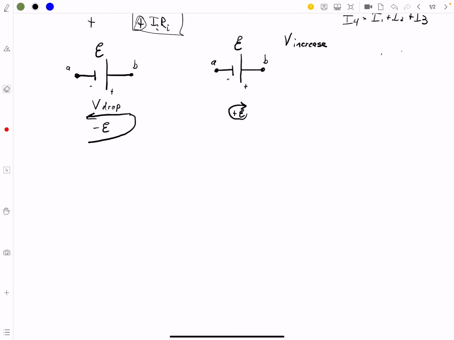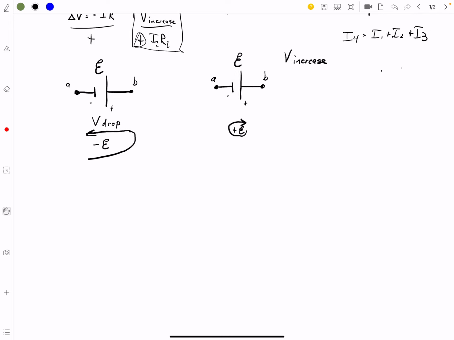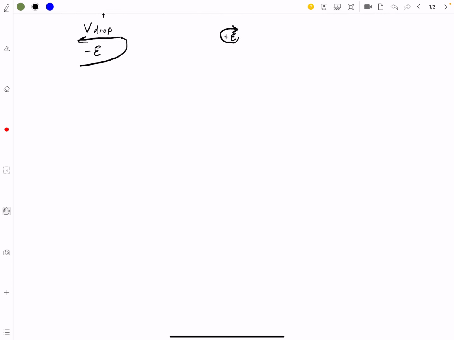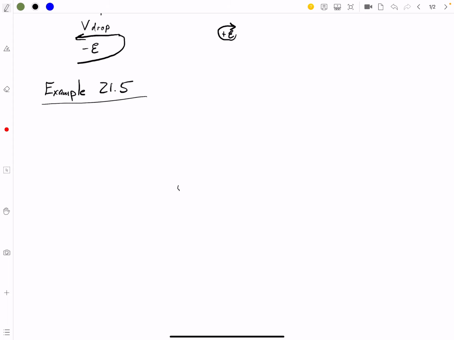Okay, I'd ask you guys how many questions you have at this point, and it would probably be a lot. And I'm sorry that I'm not there, but we're going to do an example. So, example 21.5 in the book. It's the exact same circuit. So let's draw it out, but this time I'm going to draw it a little bit bigger so we can do some things.